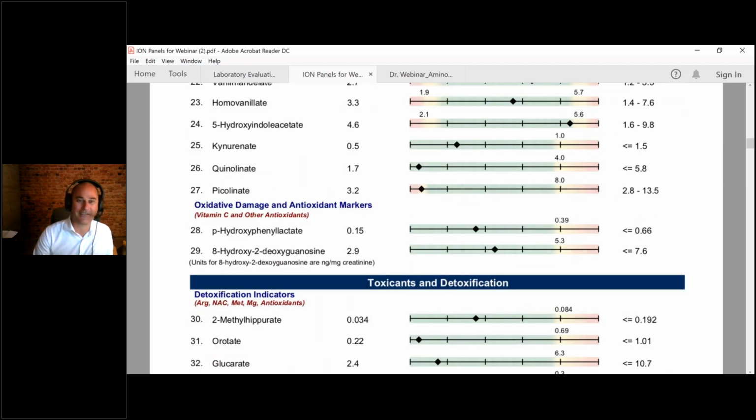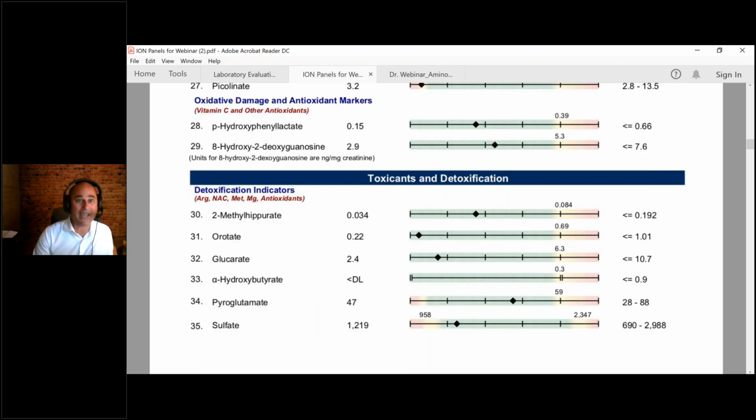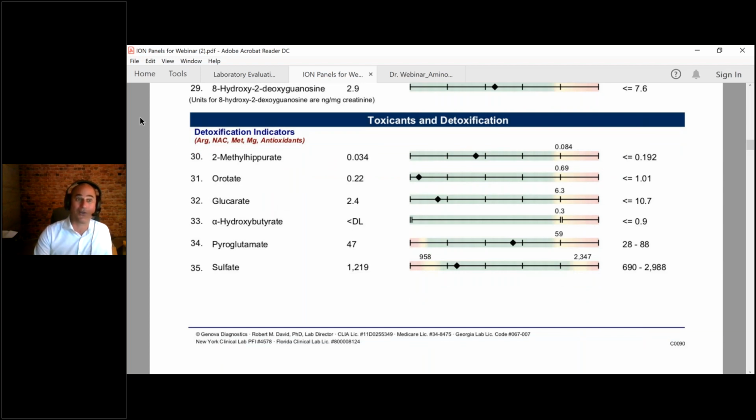Are we done yet? Could there be more? Maybe detoxification. This is all amino acid driven too, right? These guys here are all related to glutathione, which is made from cysteine, glycine, amino acids, right? Glutamate. This guy is phase 1, phase 2 detox, taurine, methionine. These are all amino acids.